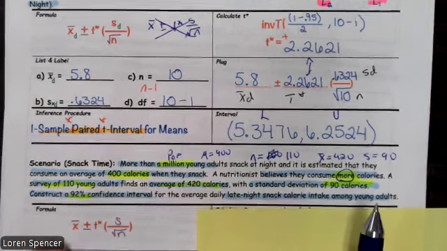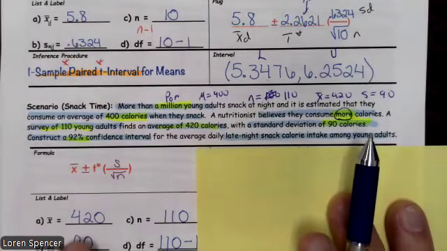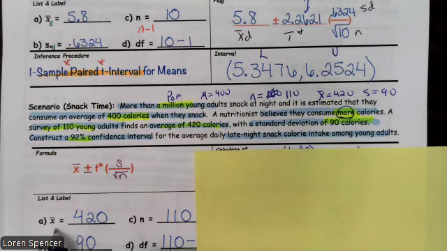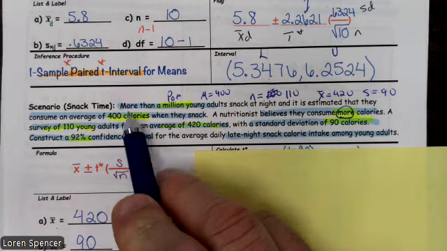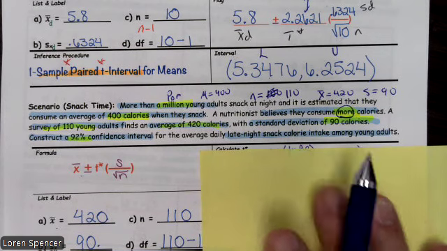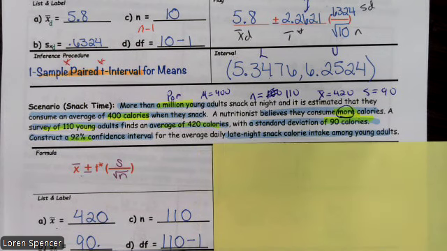So the x bar is 420 calories. Please remember, we used x bar, not the population mean. That is the population claim. We used the sample mean because that's what they asked for. The sample standard deviation is 90 and our sample size is 110. Then we go 110 minus 1, because n minus 1 is our degrees of freedom, so 109.